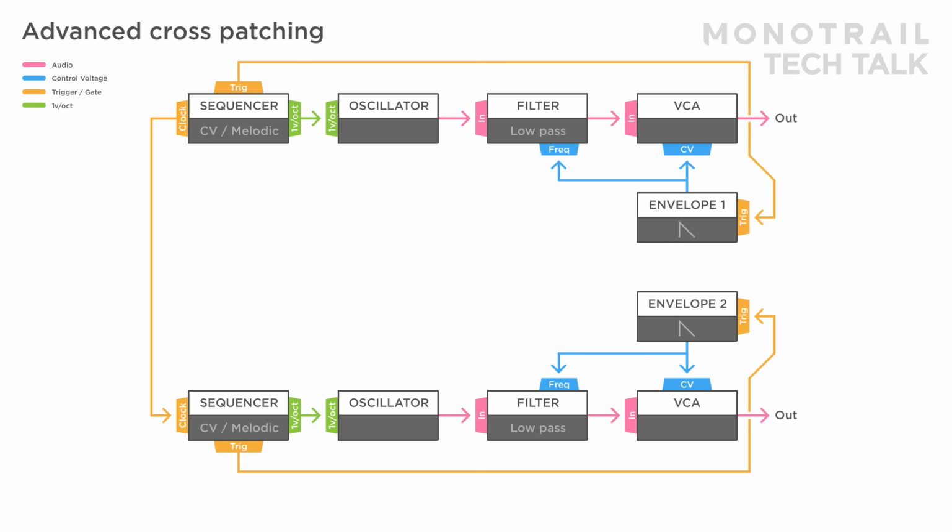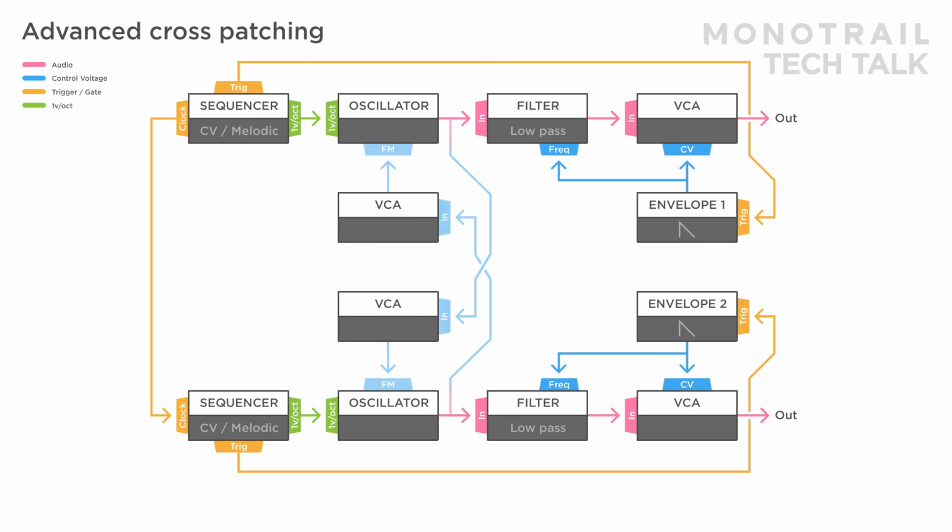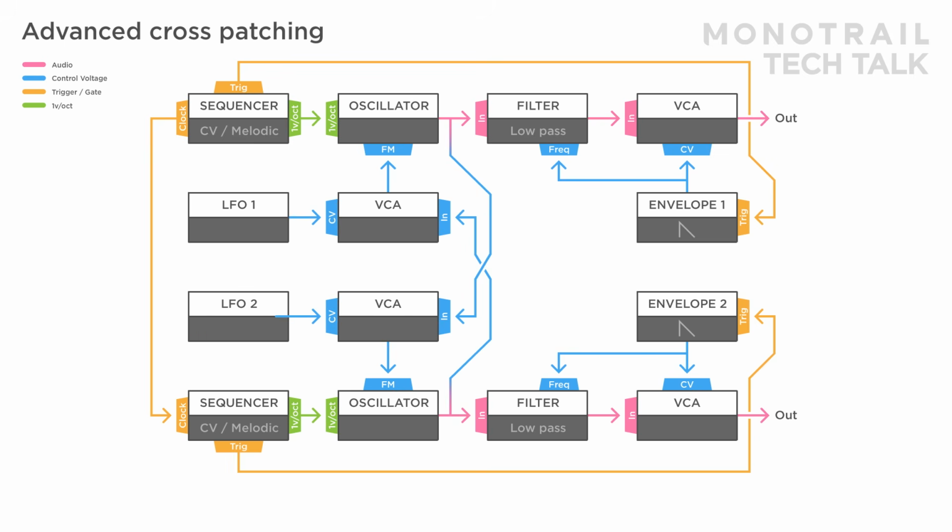Here, two VCAs are used to create cross FM. A copy or alternate waveform of each oscillator is sent to the input of a VCA, used to control the depth of FM to the other voice. The two LFOs are modulating the FM depth, creating interesting textures in the sound.